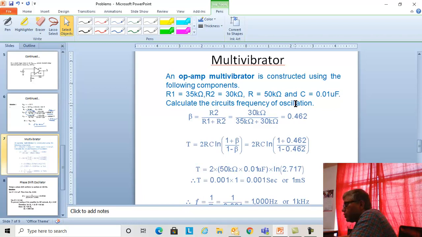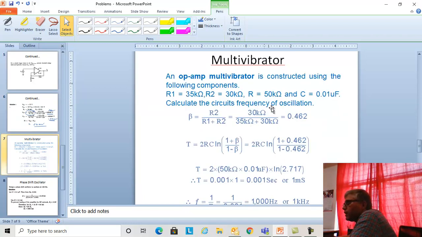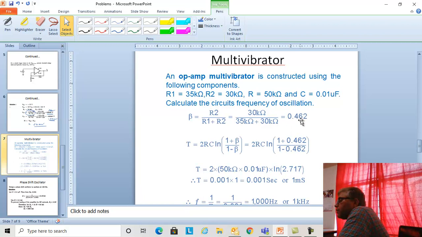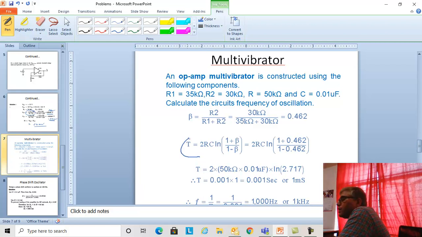We can see here, I have erased it, but R and C is the resistor through which the capacitor charges. So beta is equal to R2 by R1 plus R2, so 30k by 35k plus 30k is equal to 0.462. Now the time period is calculated by the formula T is equal to 2 RC ln of (1 plus A beta) by (1 minus A beta).